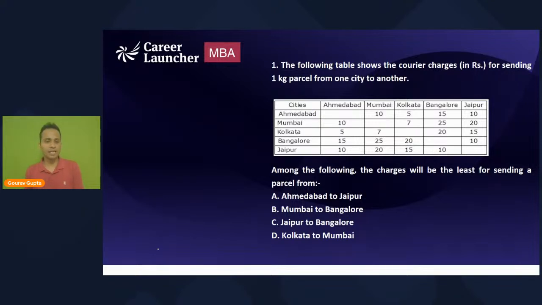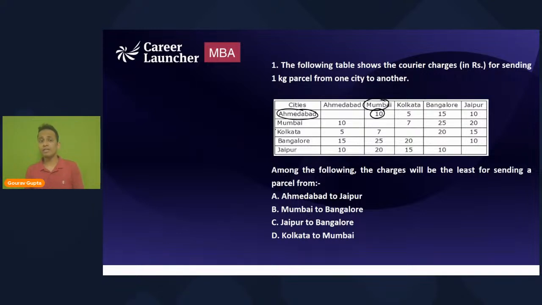So Shripati, according to this table, if you want to send a courier from Ahmedabad to Mumbai, then you will have to pay rupees 10, right? So horizontally look at Ahmedabad and vertically look at Mumbai. Wherever these two, the row and column, meet, that will be the value.